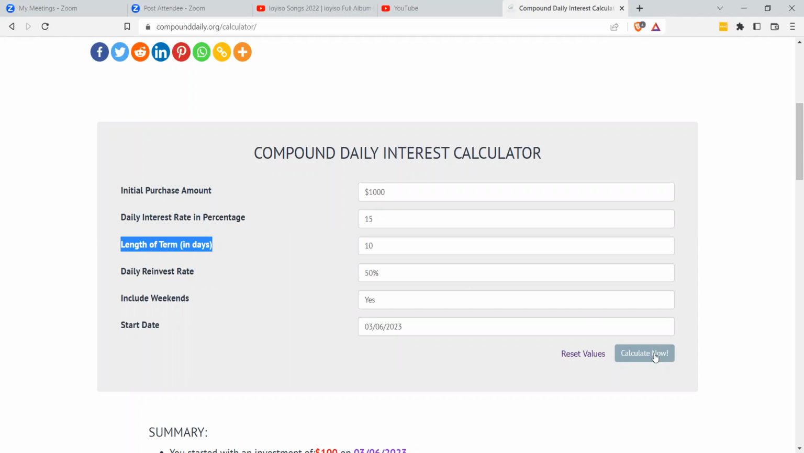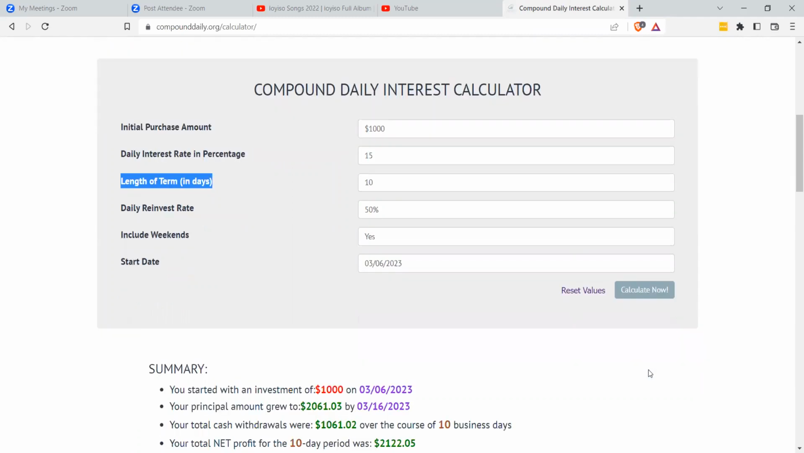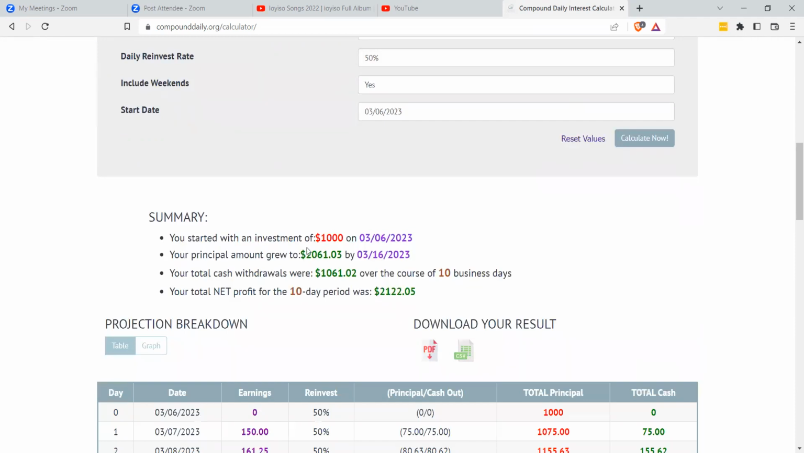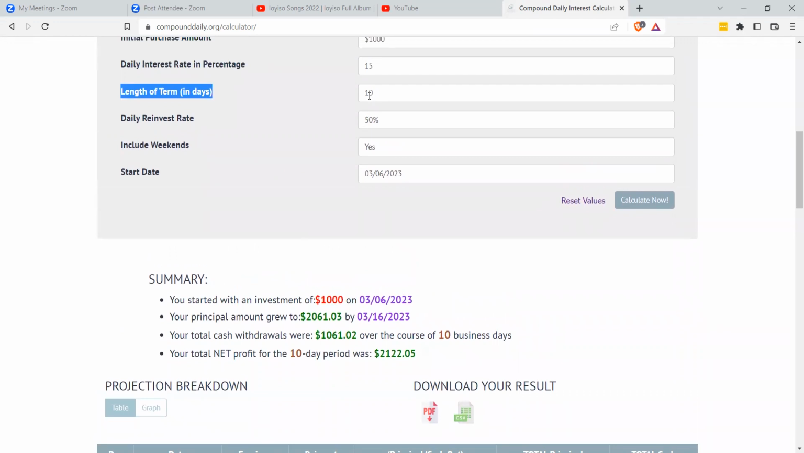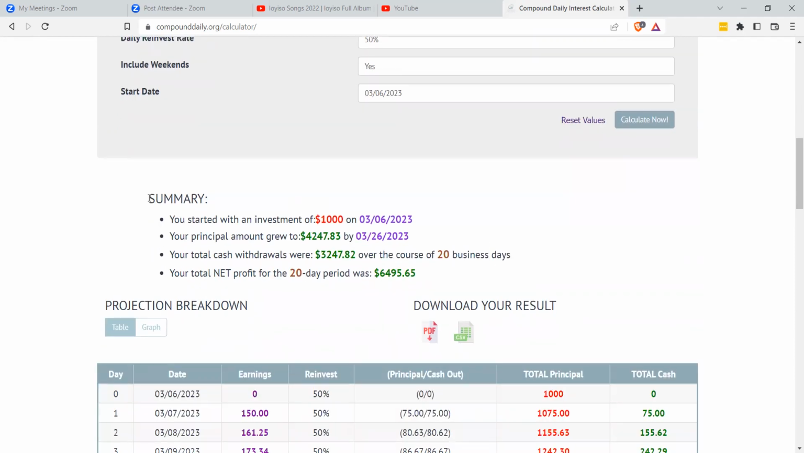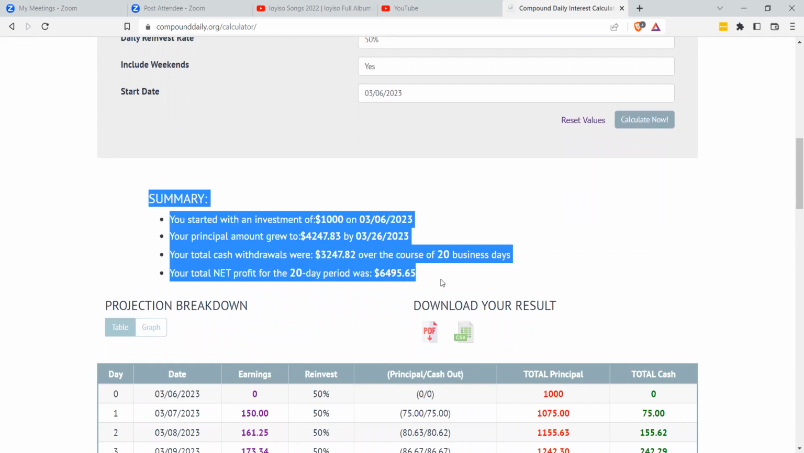Then click on calculate. Once you do that, it will give you a realistic amount of what you will make after a period of 10 trades. If you choose 20 trades, this is how much that you can make after taking 20 trades. It will give you all of that information here.